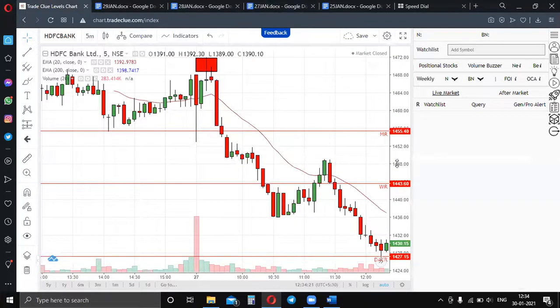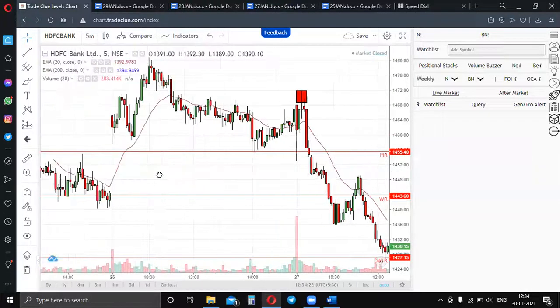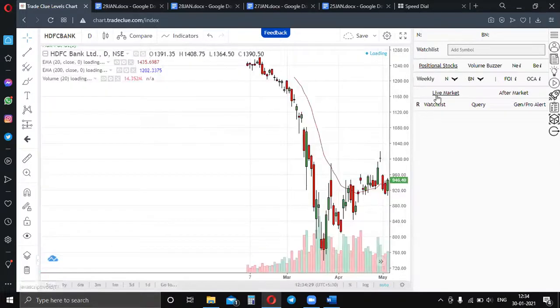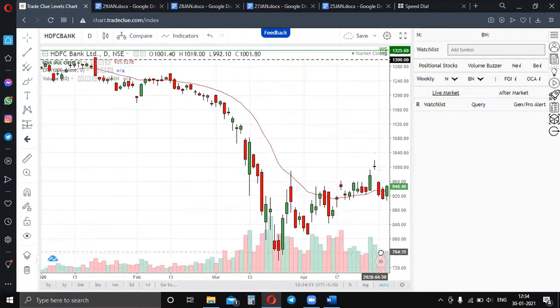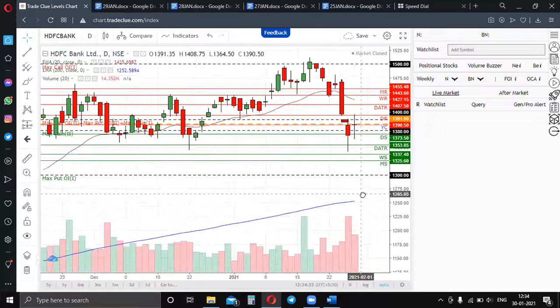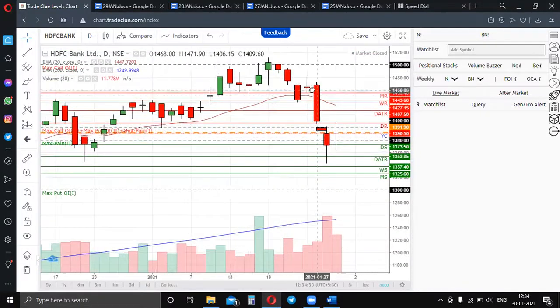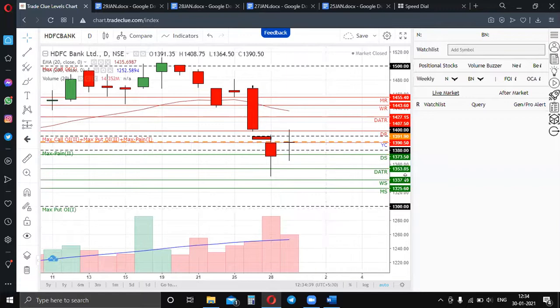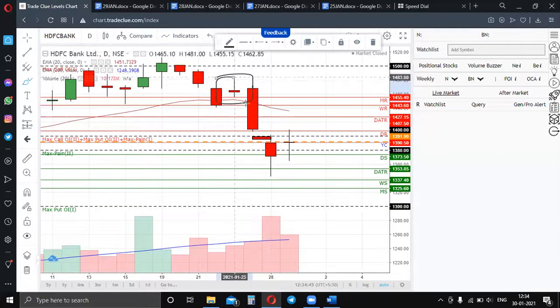Now that particular day, the stock was showing us a squeeze candle. What do you mean by squeeze candle? Let's go to the daily time frame and check. So this was the 25th. This particular day is the 25th. What candle is it on the daily time frame? Anyone?